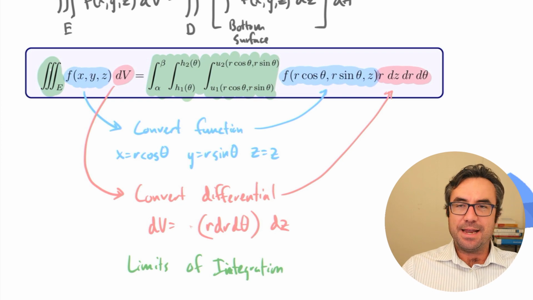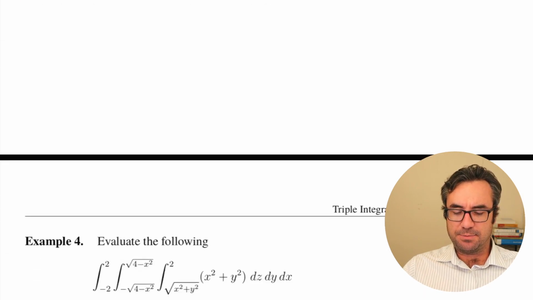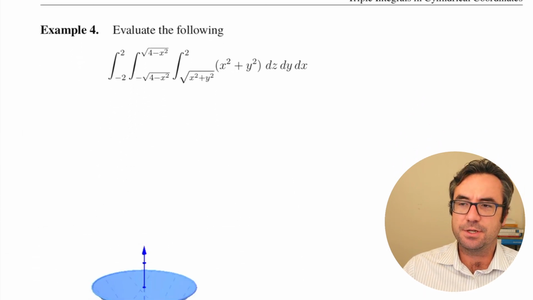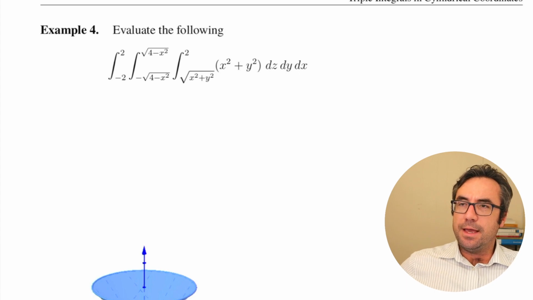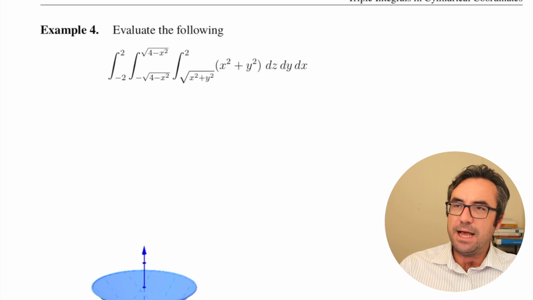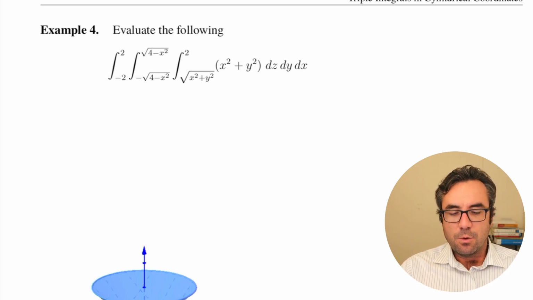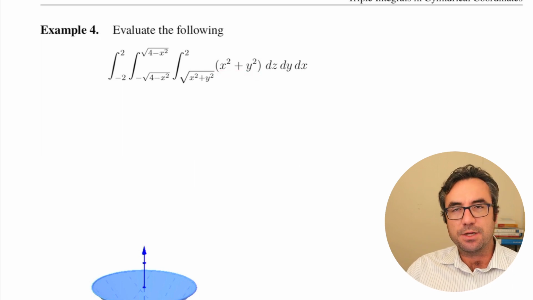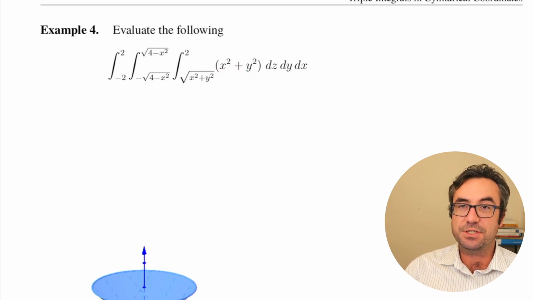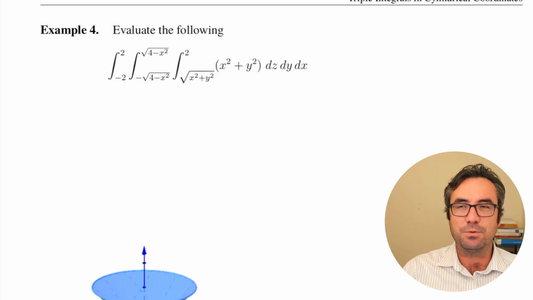So let's look at example 4. We're going to jump ahead. We'll look at example 3 in class, but let's look at example 4. So we're going to do this triple integral. And as it's described right now, what are some tells that we might want to use cylindrical coordinates? Well, I see a whole bunch of these x squared plus y squareds. So that's kind of the first tell. That would be really nice if we could say that's equal to r squared. That would simplify this down.